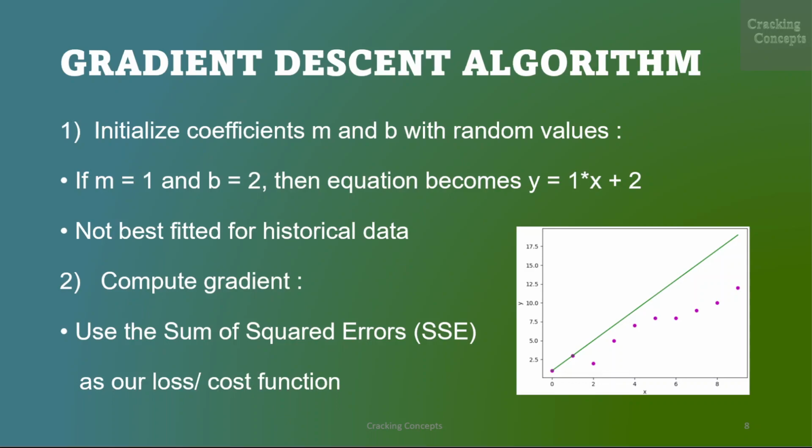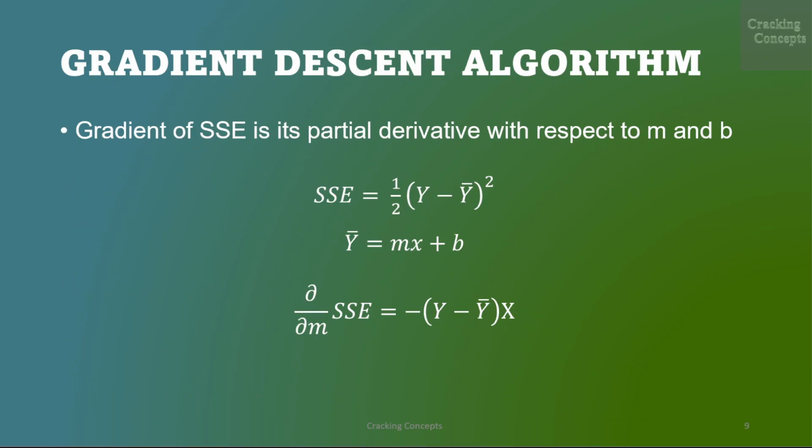Now the second step is to compute the gradient. For this we use the sum of squared errors, SSE, as our loss or cost function to minimize the prediction error. Now for this, we find the gradient of SSE, which is the partial derivative of SSE with respect to m and b. The equation for SSE is 1 by 2 into (y minus y bar) the whole square, where y bar is mx plus b.